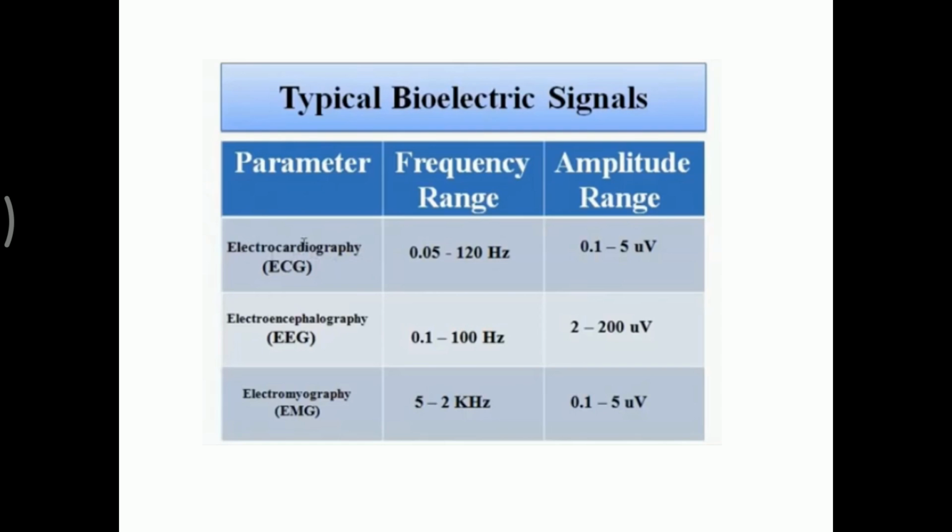Parameter, ECG. What is ECG? The electric signals which are generated from the heart, cardio. So the electrocardiogram signal, ECG. Its frequency range is 0.05 to 120 hertz and amplitude is 0.1 to 5 nanovolt. These are the frequency and amplitude ranges developed during the cell biopotential.